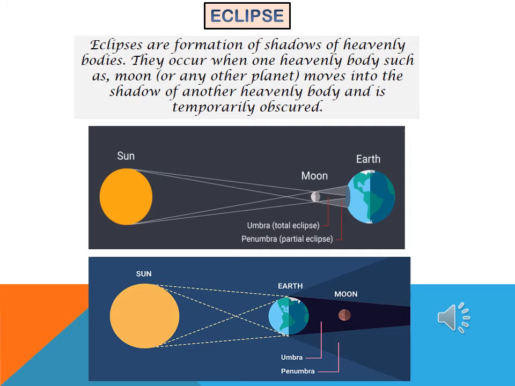Another application of rectilinear propagation of light is eclipse. Eclipses are the formation of shadows of heavenly bodies. They occur when one heavenly body, such as a moon or earth or any other planet, moves into the shadow of another heavenly body and is temporarily obscured. On earth, two types of eclipses occur: eclipse of the moon, also known as lunar eclipse, and eclipse of the sun, also known as solar eclipse.